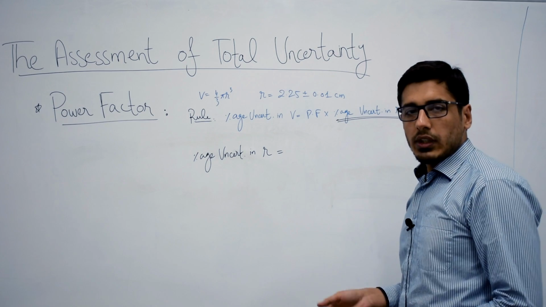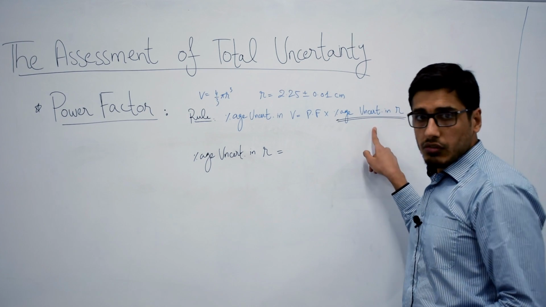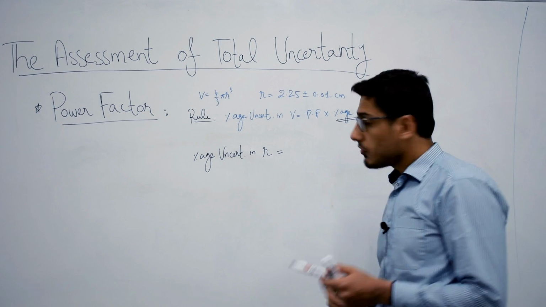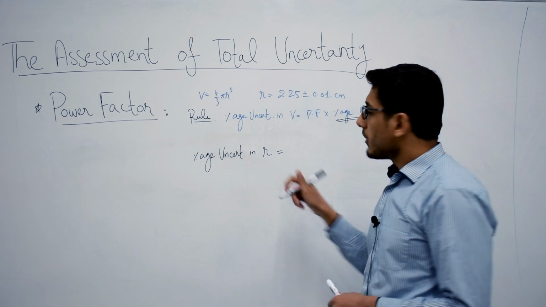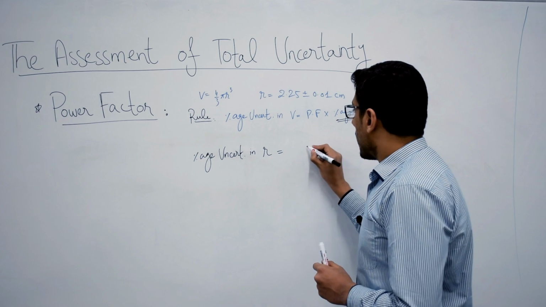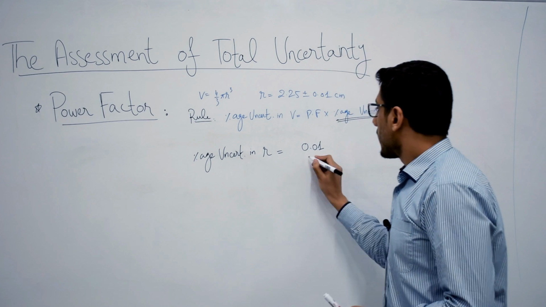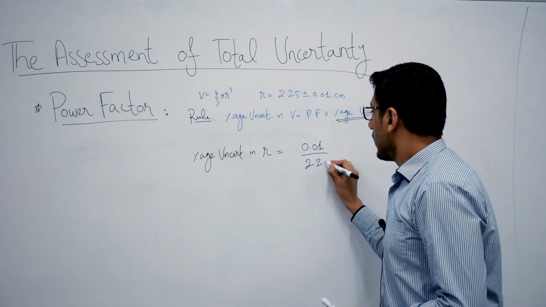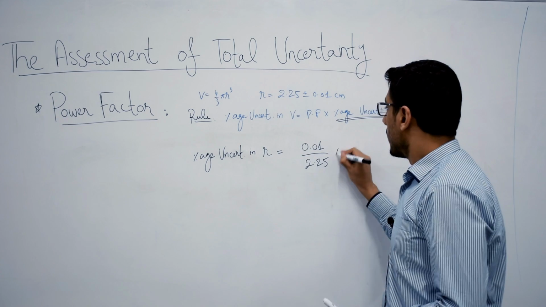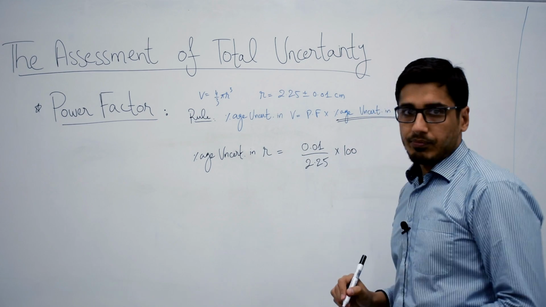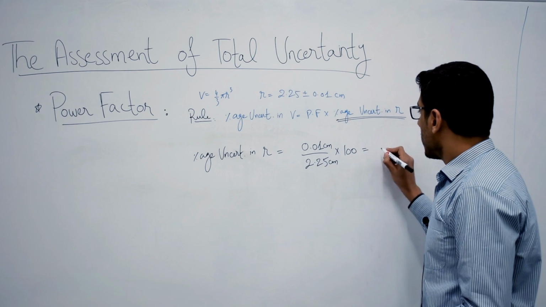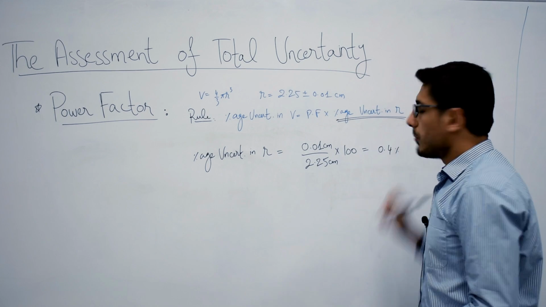So let's first calculate the percentage uncertainty in the radius of the sphere, and from the previous discussions we know that the percentage uncertainty in radius is equal to the least count or the absolute uncertainty in the vernier calipers divided by the measurement multiplied by 100. So the percentage uncertainty in the radius comes out as 0.4%.